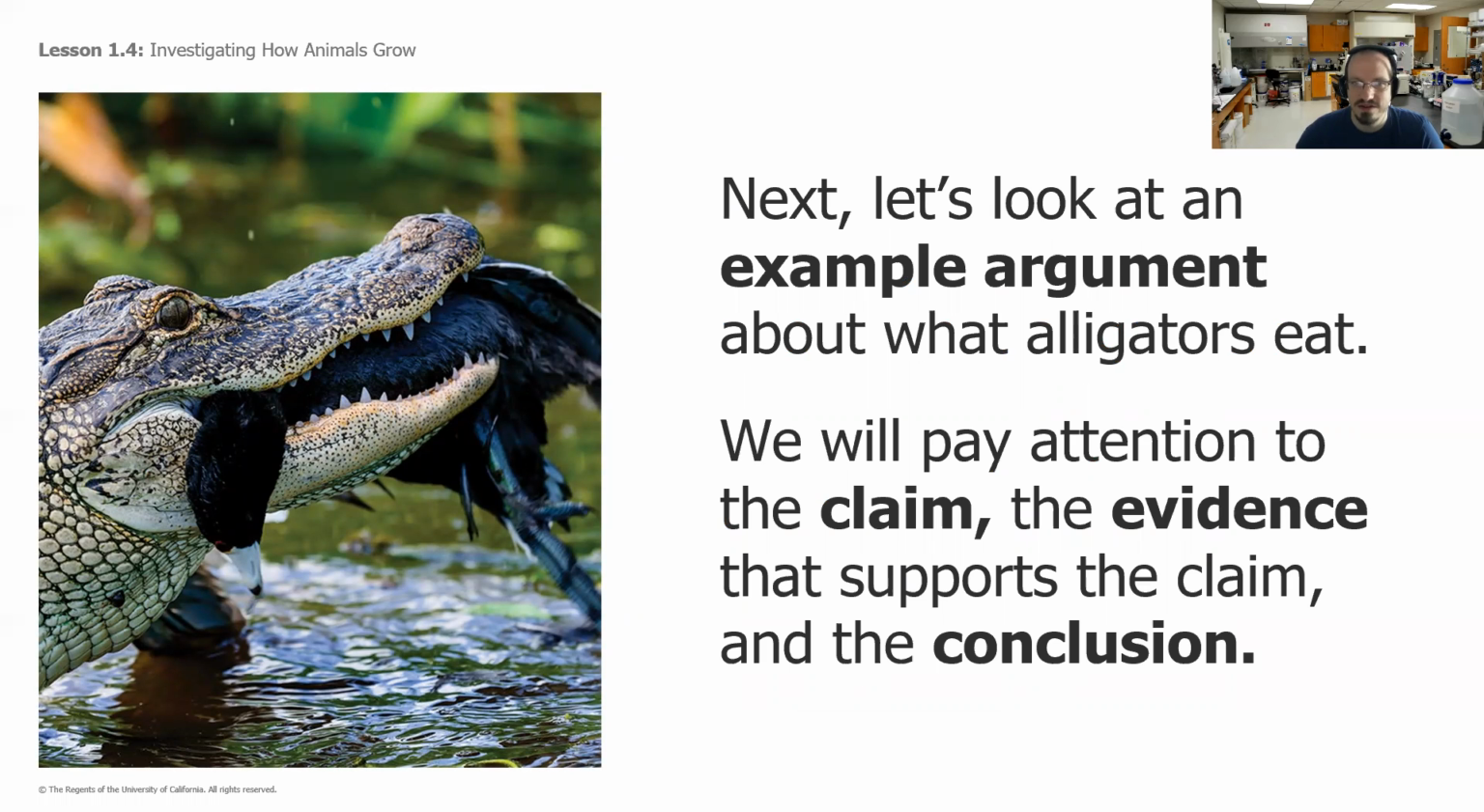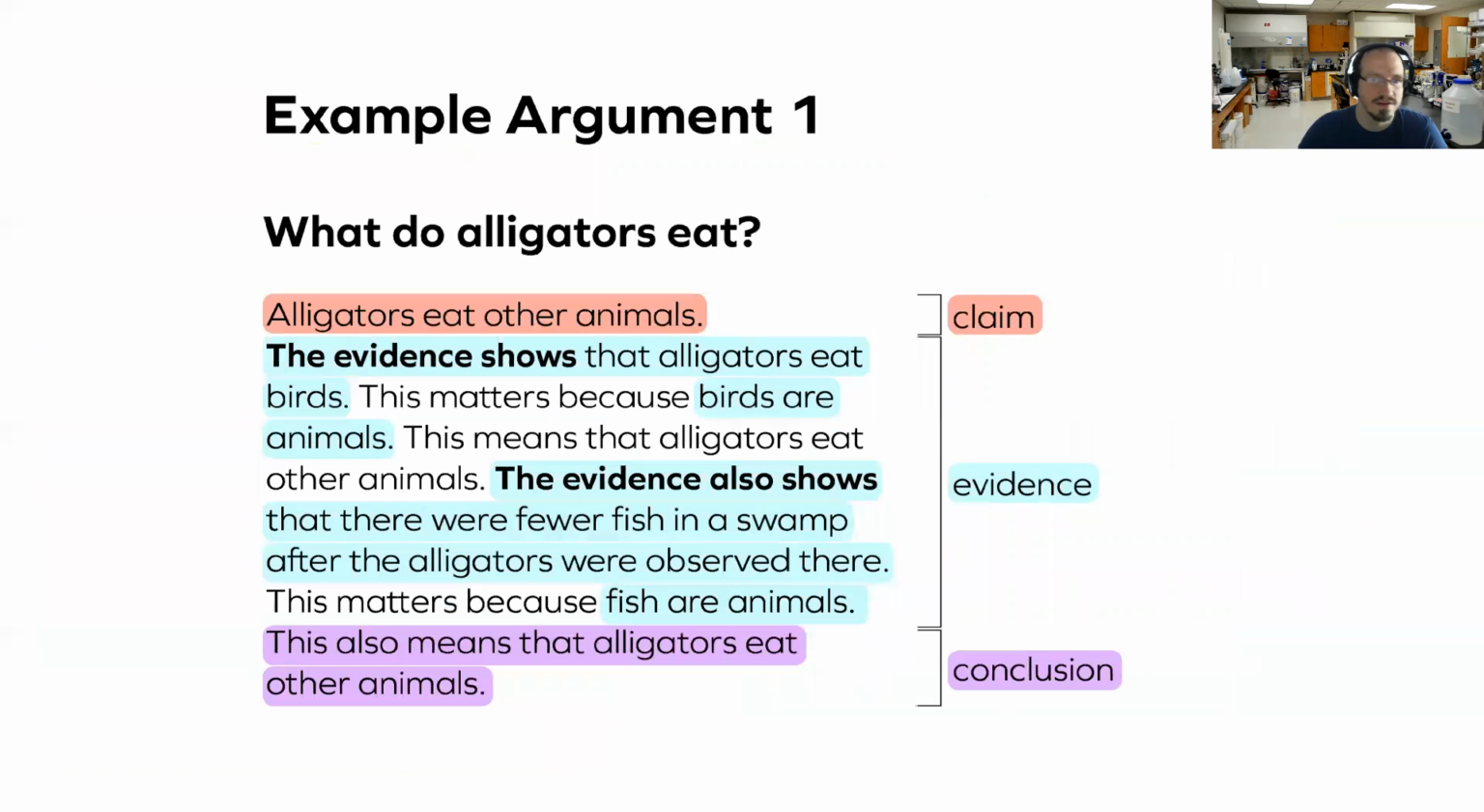All right, so hopefully you put that alligators eat animals, and you know it from the picture, you know it from the table where after alligators showed up, the number of fish went down, so maybe alligators were eating the fish. So we're going to take a look at an example argument here about what alligators eat. We're going to pay close attention to the claim, the evidence that supports it, and the conclusion. So they're each going to be highlighted in different colors. So here's our example argument.